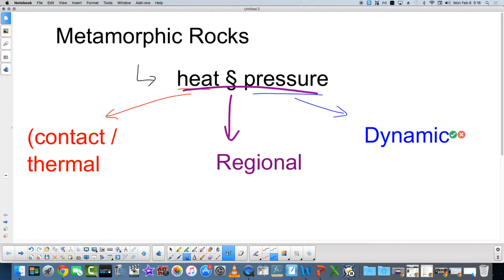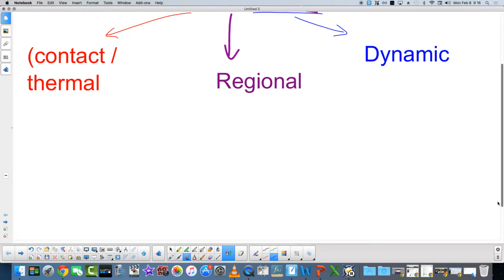And we're going to get into comparing and contrasting these different types of metamorphism. However, before we do that, a little bit about metamorphic rocks themselves. Metamorphic rocks recrystallize.